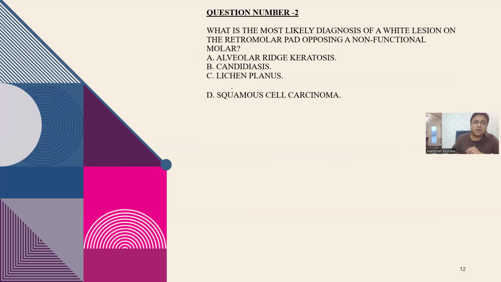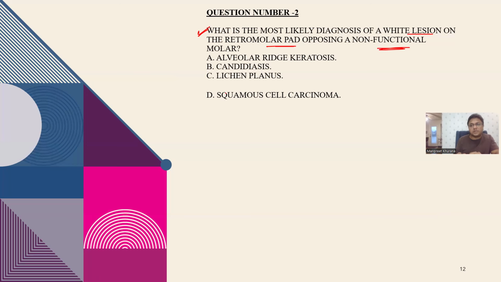Question number 2. It is asking what is the most likely diagnosis of a white lesion on the retromolar pad opposing a non-functional molar. Whenever we have questions talking about a particular area, always remember that oral pathology is slightly confusing. There are a lot of overlapping symptoms and signs, but in this case, with the retromolar pad opposing a non-functional molar and a white lesion, we have to remember why this particular option is correct and other options are not correct.